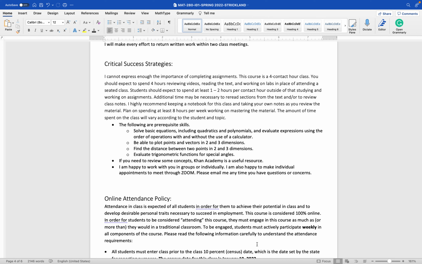The following are prerequisite skills: being able to solve basic equations, including quadratics and polynomials, and also being able to evaluate expressions using the order of operations with and without the use of a calculator. Also among the prerequisite skills, being able to plot points and vectors in 2 and 3 dimensions, find the distance between 2 points in both 2 and 3 dimensions, and evaluate trigonometric functions for special angles. If you need to review some concepts, Khan Academy is a useful resource.